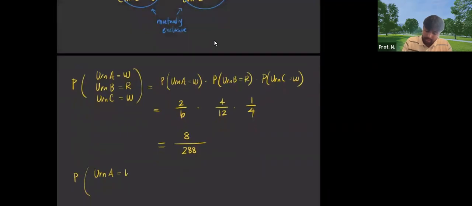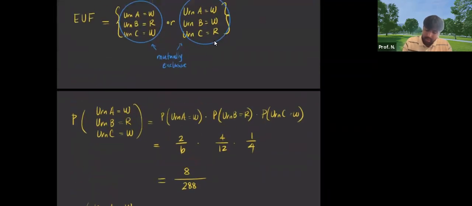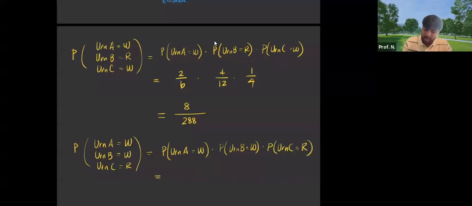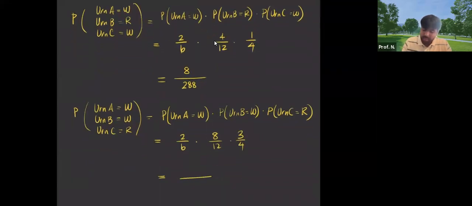Urn A is W, urn B is W, and urn C is red. Same idea. What's the probability that urn A is white, times the probability that urn B is white, times the probability that urn C is red? Well, the probability that urn A is white is 2 out of 6. The probability that urn B is white is 8 out of 12. The probability that urn C is red is 3 out of 4. I'm gonna get the same kind of denominator, 288. And this will be 2 times 8 is 16, times 3 is 48.